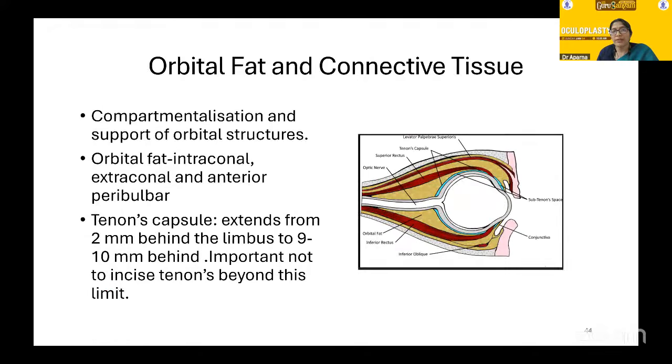Coming on to the orbital fat and connective tissue. This provides compartmentalization and support of the orbital structures. The orbital fat can be divided into intraconal, extraconal, and anterior peribulbar fat. The Tenon's capsule, as shown by the blue color in this diagram, extends from 2 millimeters behind the limbus to 9 to 10 millimeters behind. It is important not to incise the Tenon's beyond this limit to avoid exposure of the orbital fat.